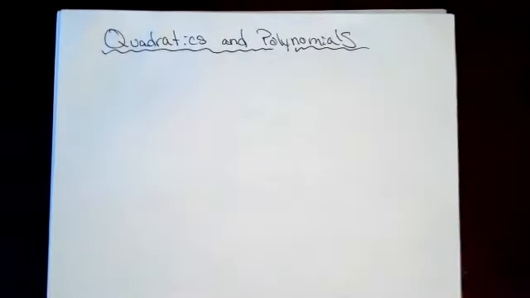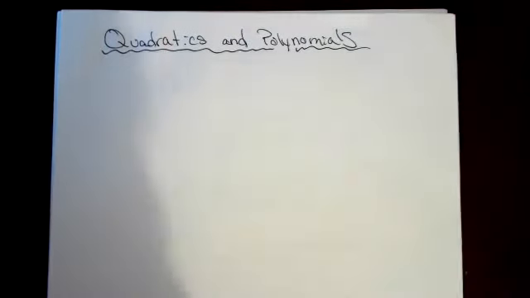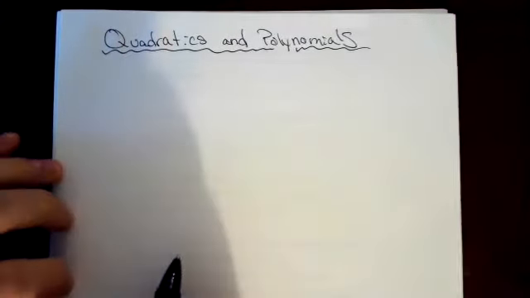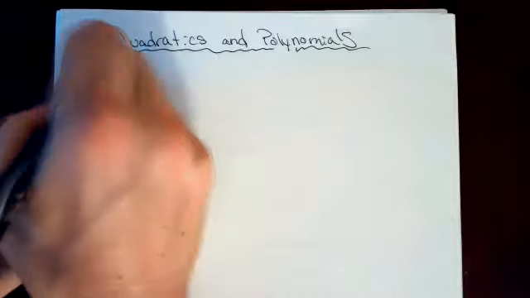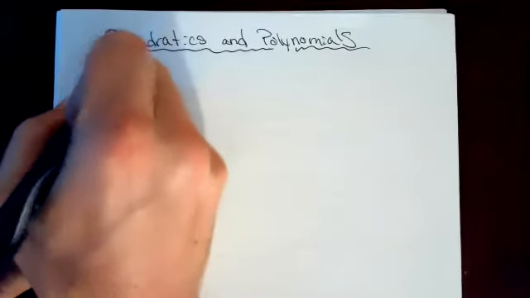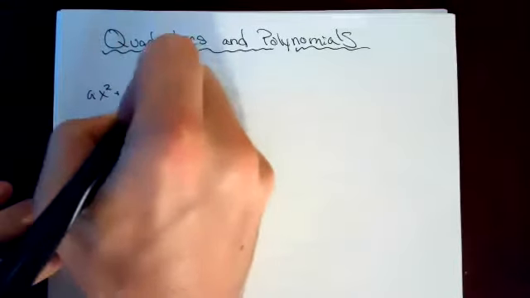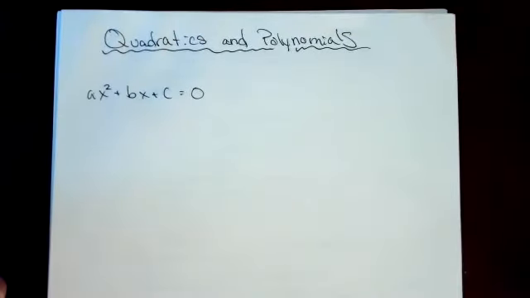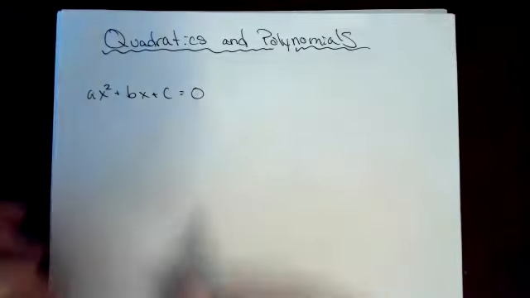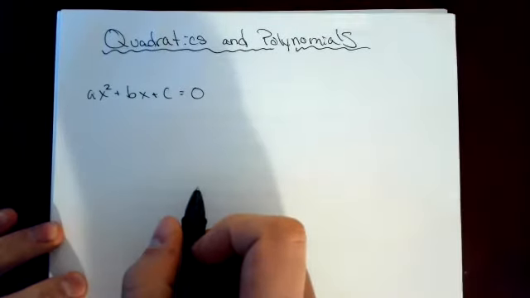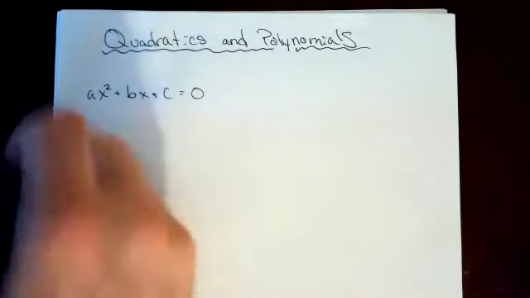Okay, so we want to finish up quadratics, in particular the quadratic formula, and then talk about general polynomials. So the quadratic formula, whenever we have a quadratic equation where the quadratic is given in standard form, and we have it equal to 0, then the solution to this is given by the quadratic formula.